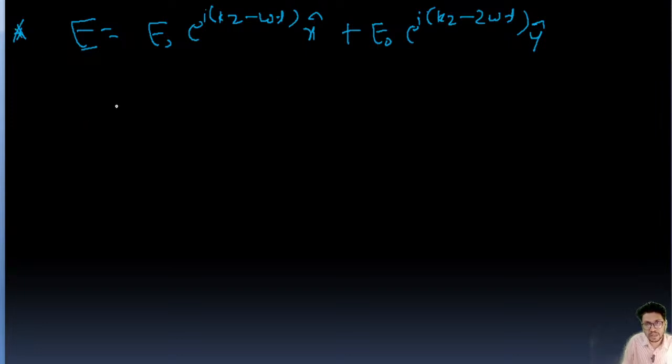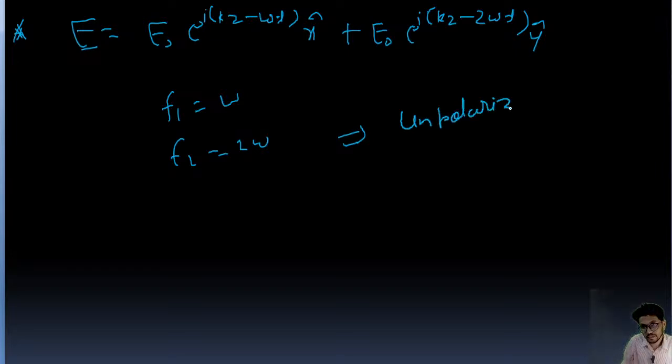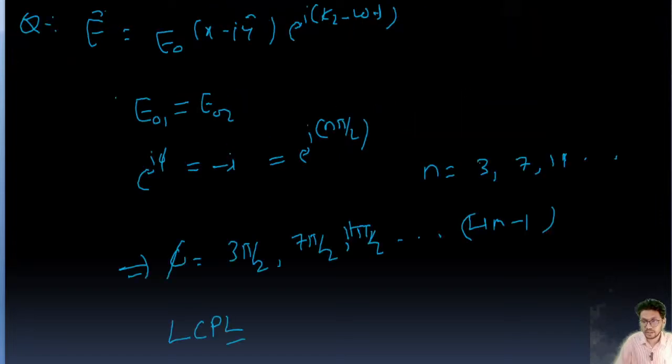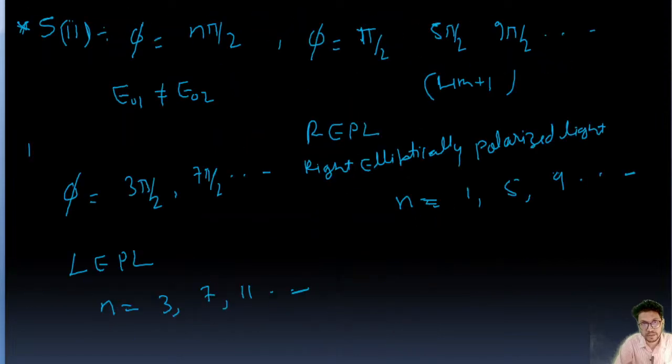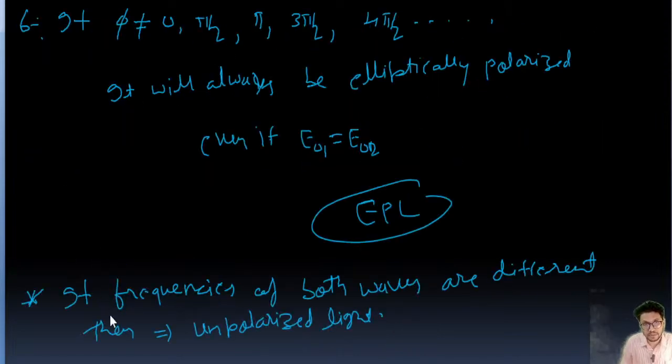See, I have already written the point. If the frequencies are not equal, f1 equal to omega and f2 equal to 2 omega, here you can see the frequencies are not equal, it means this light is unpolarized. I have written this in the point, point number 6 or 7. So if the frequencies of both waves are different, then it is unpolarized light. So directly we have solved this question.